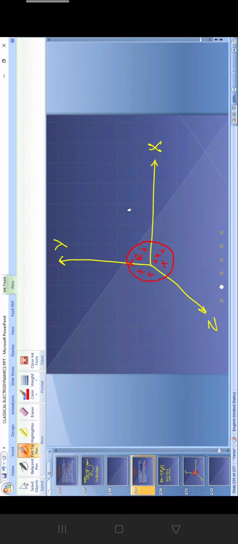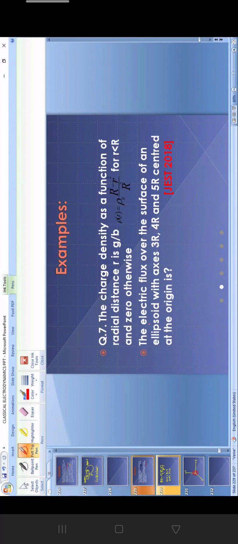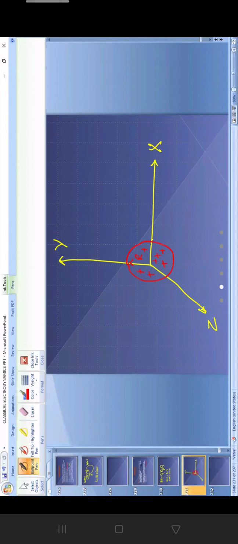Next, look at the question carefully. Rho is given as a function of r. You are supposed to calculate the flux over the surface of an ellipsoid with axes 3R, 4R and 5R. Let's locate these points. From here to here this is R, so obviously 3R will be somewhere here, 4R somewhere here, and 5R somewhere here. Then it's a surface like this.